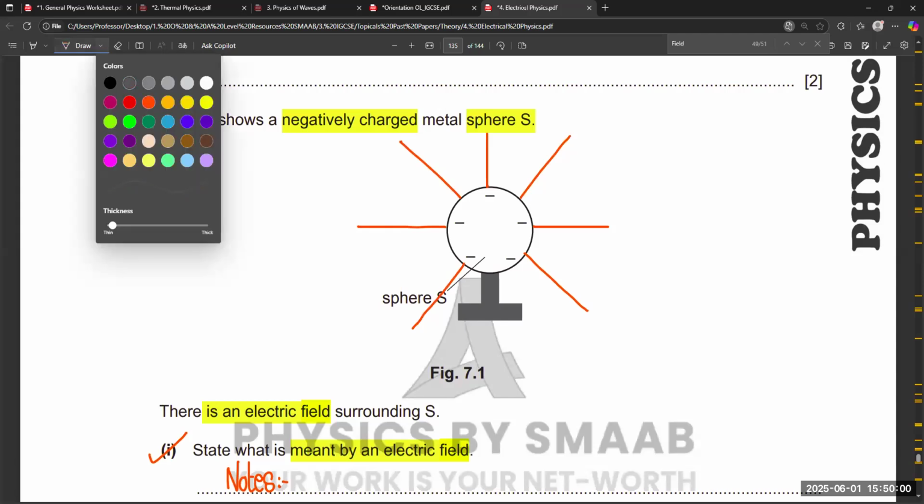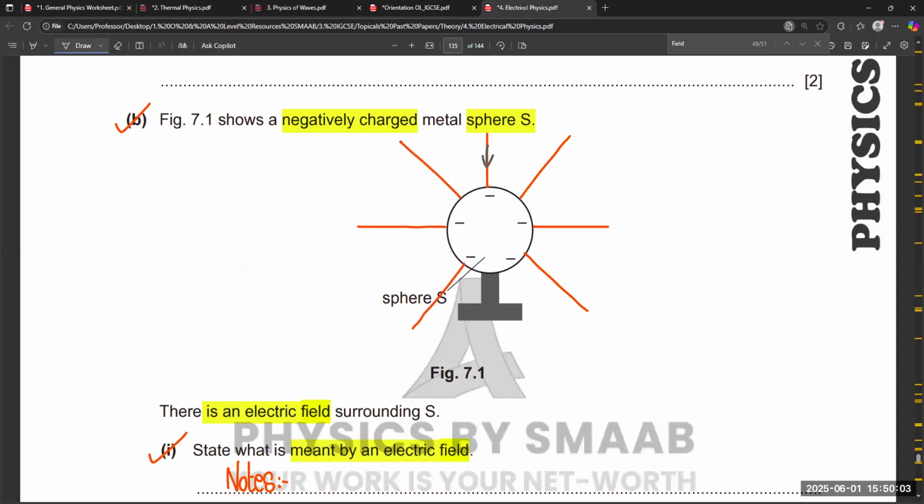So for negative, we have inward lines. One mark you will get for radial lines and the other mark you will get for the direction of the field lines, that is inward.